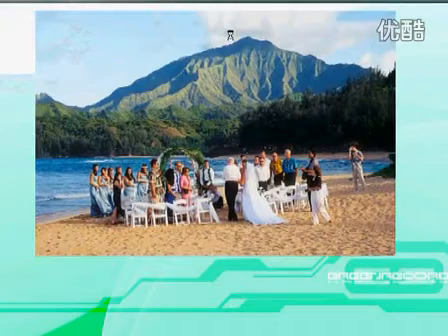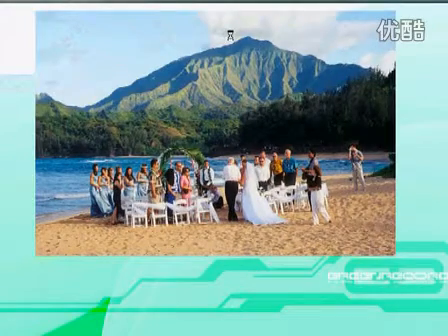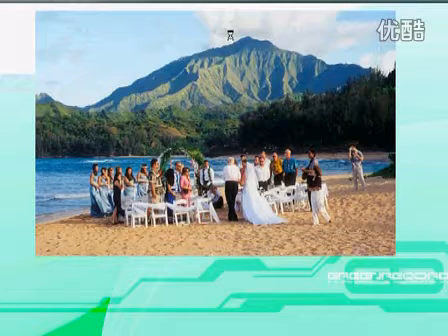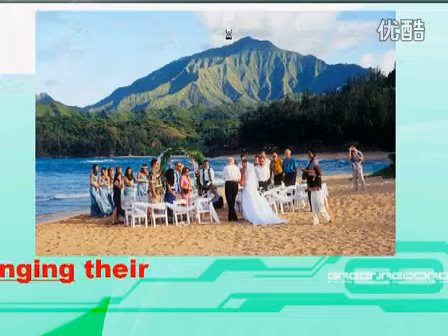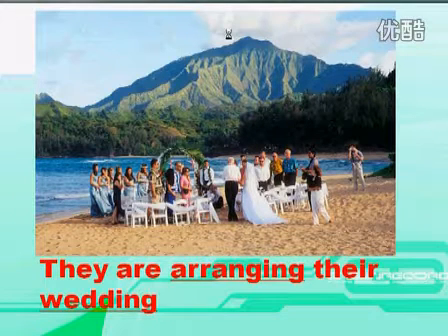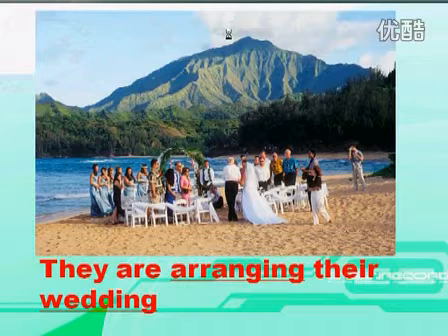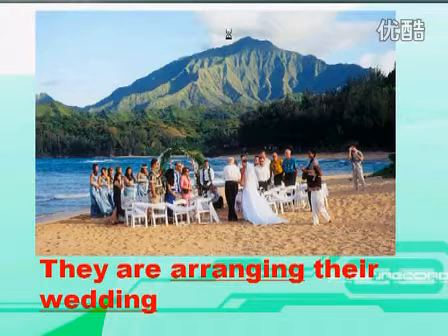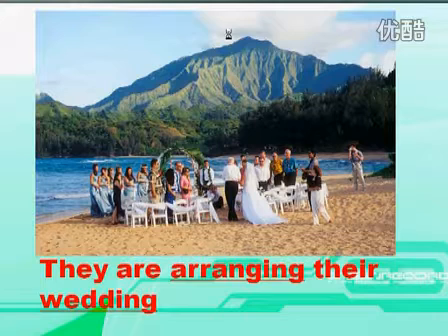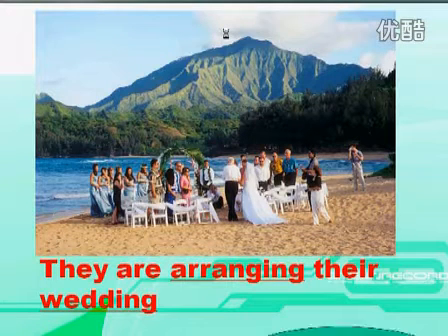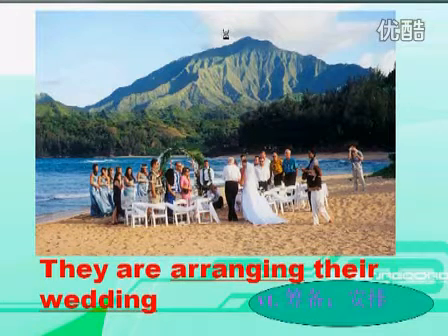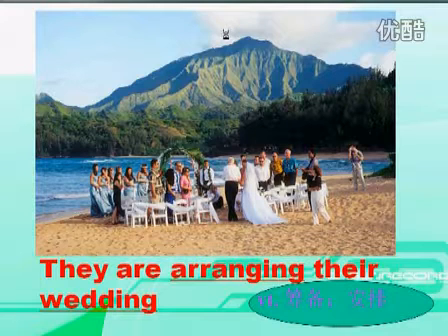Now look at some pictures. Maybe some people are holding a ceremony. Okay. Bride and bridegroom. They are arranging their wedding. You'd better guess this word. Arranging. Arrange. Now we have learned this word. Arrange, A-R-R-A-N-G-E. Arranging, okay. Now their wedding, okay, wedding. For example, their bride and bridegroom, maybe there's a wedding, okay.